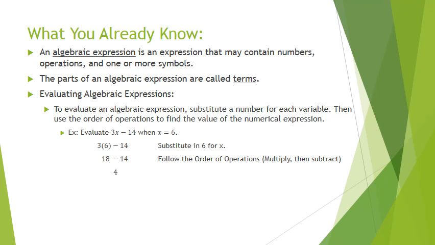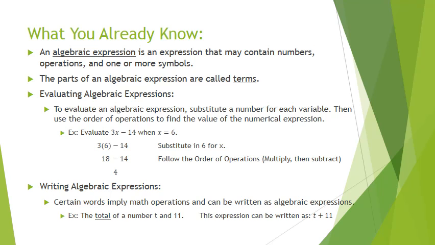For example here, we have evaluate 3x minus 14 when x equals 6. So the first step we would do is substitute in 6 for x, and then we need to follow the order of operations, and we know that we need to multiply and then subtract to get our solution.